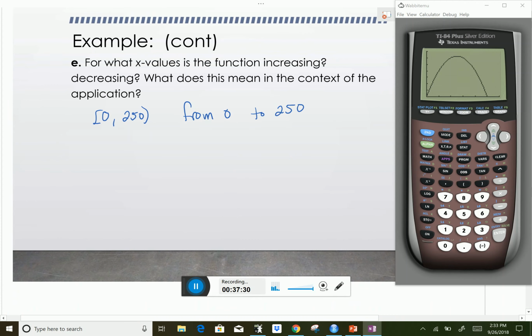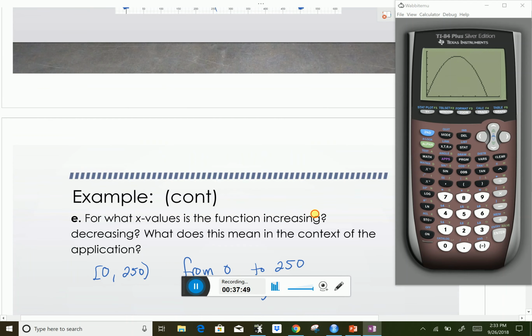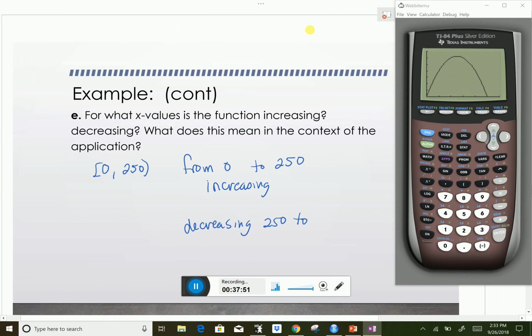This is really, really important. So from 0 to 250, I'm increasing. And I'm decreasing from 250 to, where else do I hit the axis? 500.